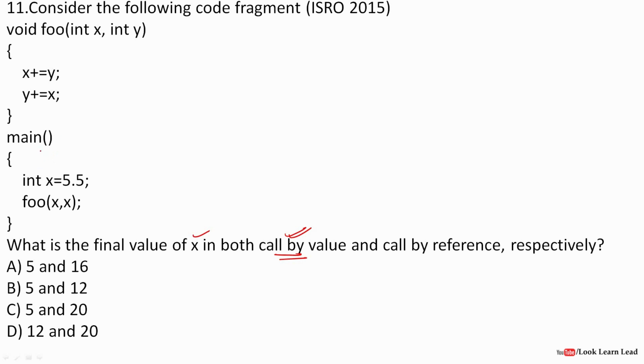In case of call by value, this is the main function. We have int x is equal to 5.5. It is an integer, so we won't be considering the 0.5. Okay, we are calling foo of x. We are passing 5 over here. So in this, x becomes 5. In this case, there would be some changes in the called function.